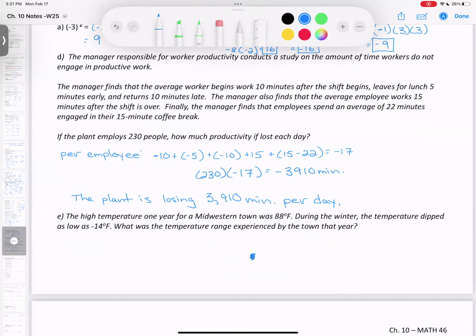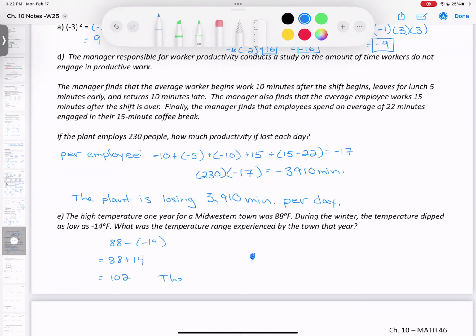The high temperature one year for a Midwestern town was 88 degrees. During the winter, the temperature dipped as low as -14. We want to know the range experienced by the town that year. So the range means like how many degrees is there between the high and the low. So what we're going to do is take the high temperature and subtract the low temperature. So 88 minus the low, which is -14. Okay, so you get 88 plus 14, and that gives us 102.